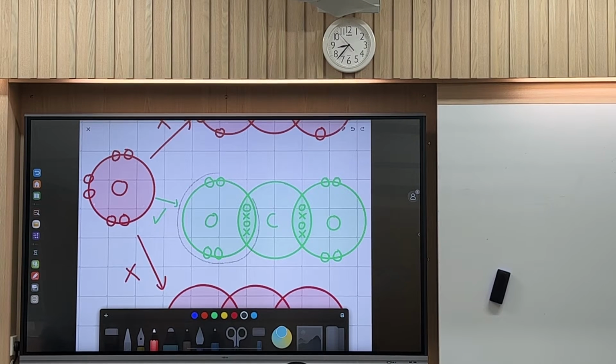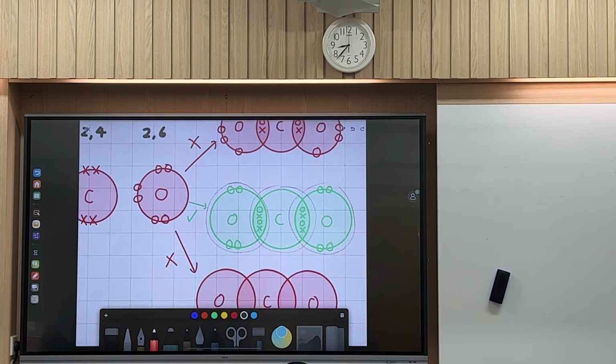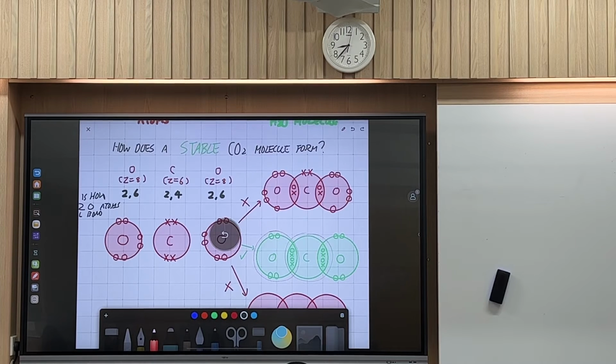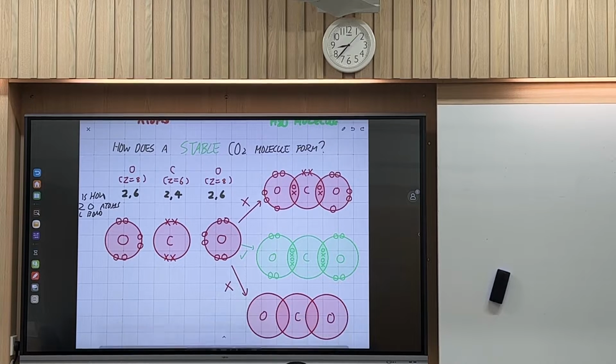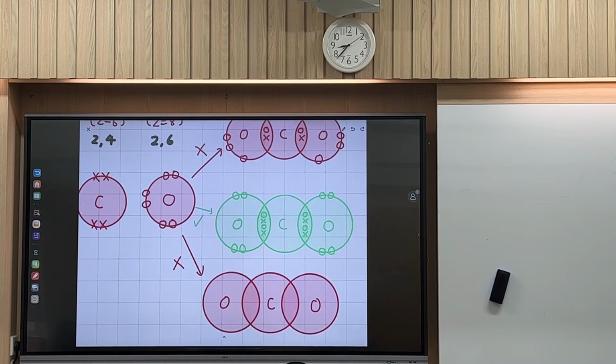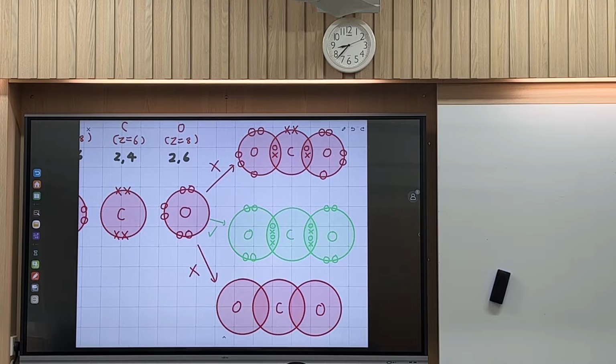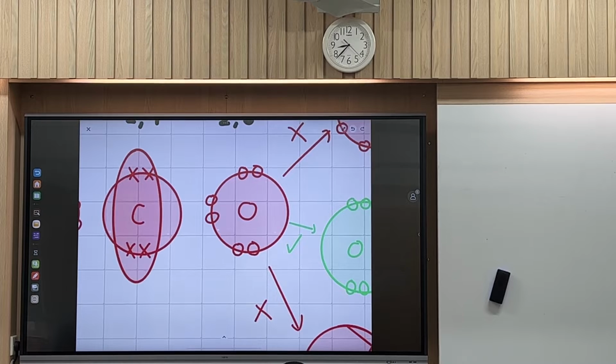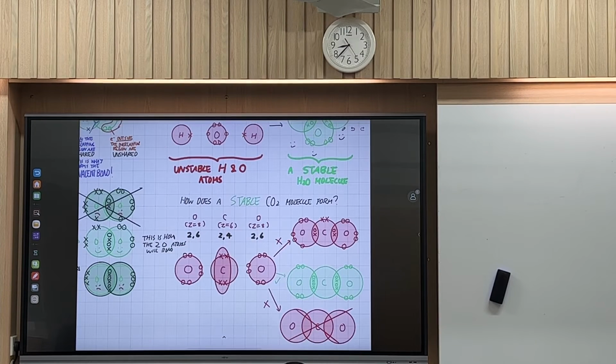Let's count again. We have 8 electrons in this circle, and not just in this circle, but in this circle as well, and in this circle. Do you see everybody is satisfied? Everybody is stable. And you may think, if a double bond makes it stable, what about a triple bond? Does this triple bond make it even more stable? Unfortunately, this is not possible. Why? Because to form a triple bond, carbon has to share 3 of its electrons with each oxygen, but it doesn't have that many to go around. So this is never an option.